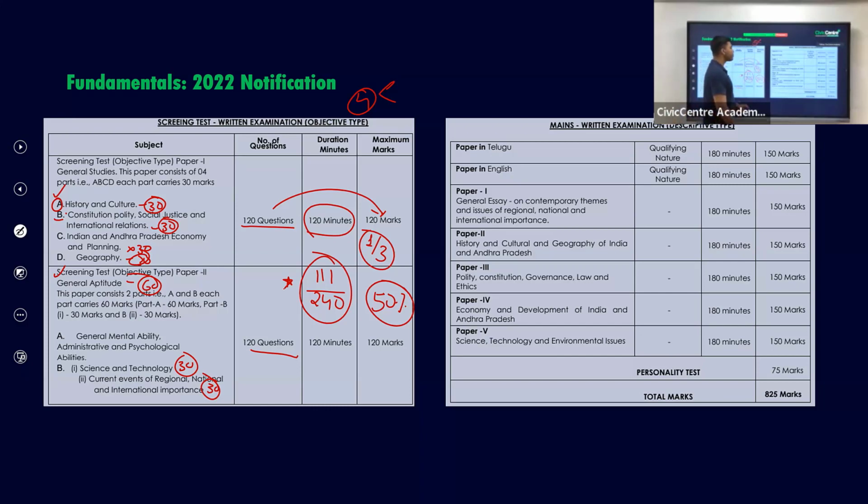Second, coming to mains, you have a compulsory Telugu paper, a compulsory English paper, then 1, 2, 3, 4, 5 papers. 3 hours for each paper, 150 marks each. That means 15 questions, 15 into 10. Each question is followed by an option.